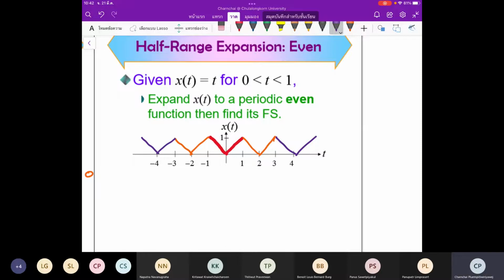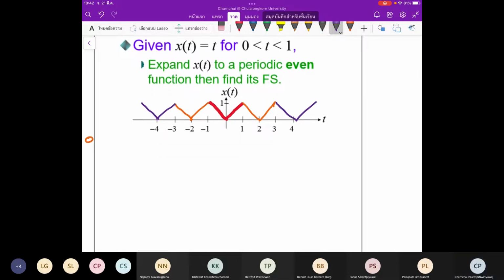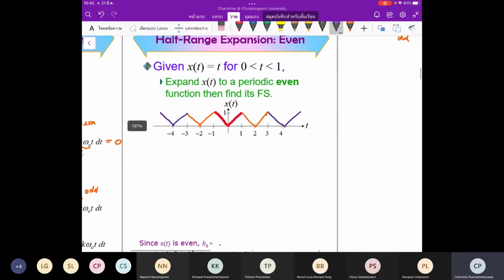Now we want to find the Fourier series of this function. Note here that the period in this case is going to be 2 seconds. The period is 2 units, the half range is 1 unit, and one whole period would be 2.